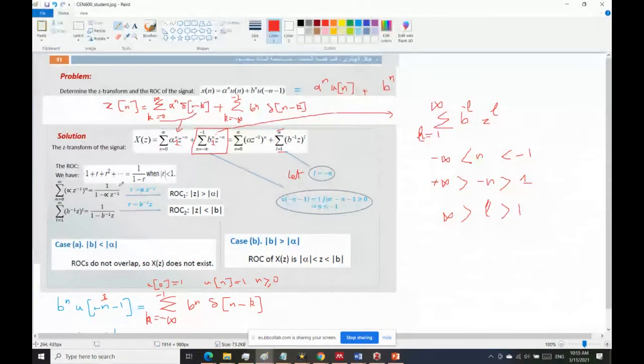Okay, now we use this rule. We can find this sum. It's equal to 1 over alpha z minus 1. And this sum is 1 over 1 minus beta to the power minus 1 z. Of course under the condition, very important, that this ratio be less than 1. For the first one, it means the absolute value of z must be bigger than alpha. For the second one, it means the ROC is the absolute value of z less than the absolute value of b.